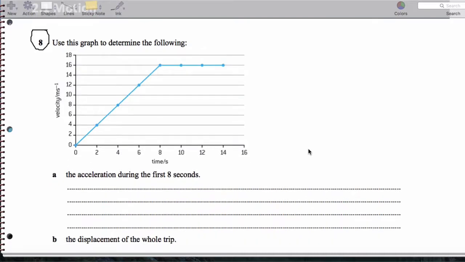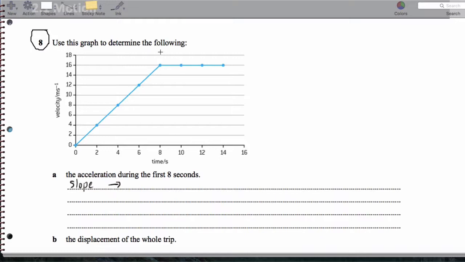All right, question number 8. We're going to use this graph to determine some things. The acceleration during the first 8 seconds, that is the slope of the velocity graph.